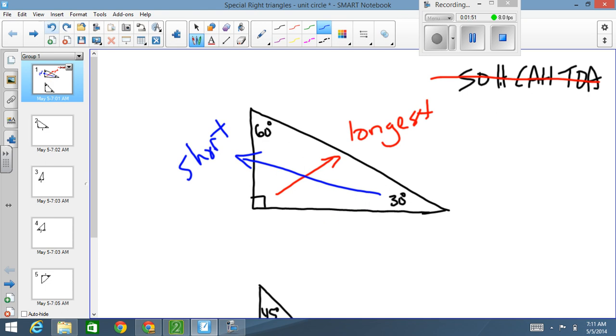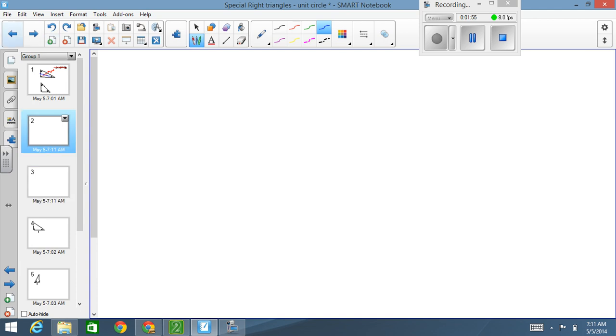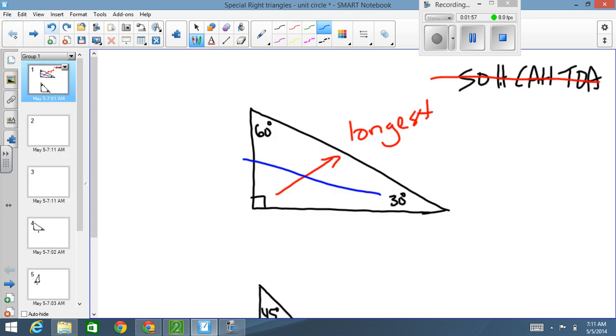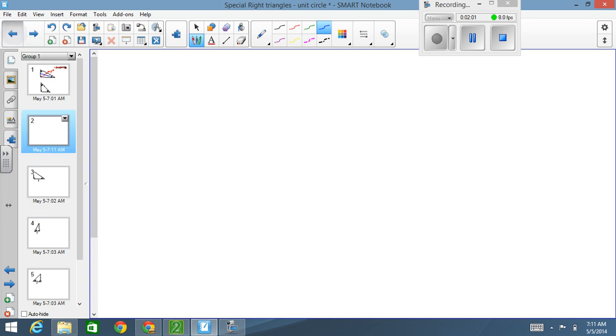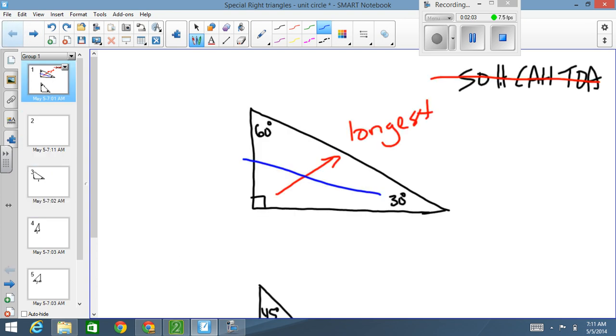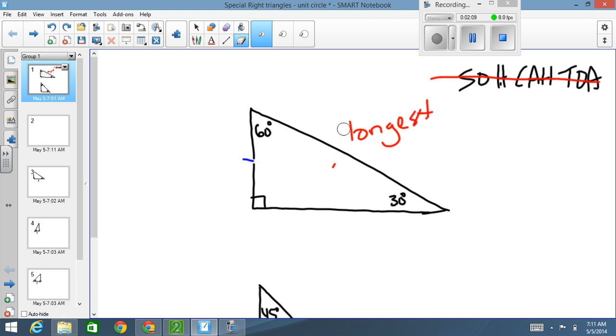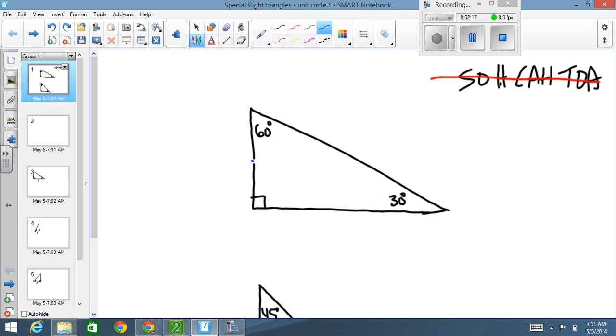I'm going to just kind of undo those things that I just wrote there. Let me just throw the eraser in here. Okay, so I'm across from the 90-degree angle for my hypotenuse, and I'm across from the 30-degree angle for my shortest side. Now, here's the template that we are going to use.